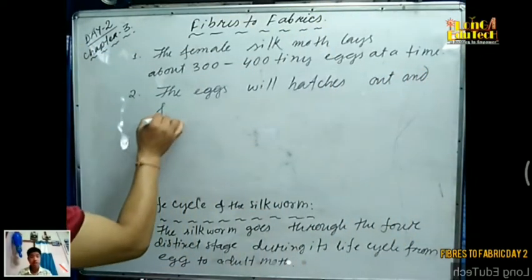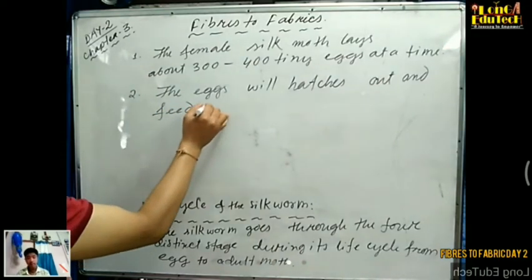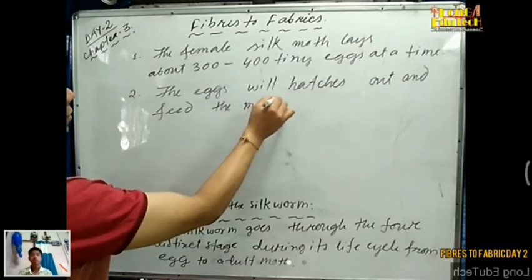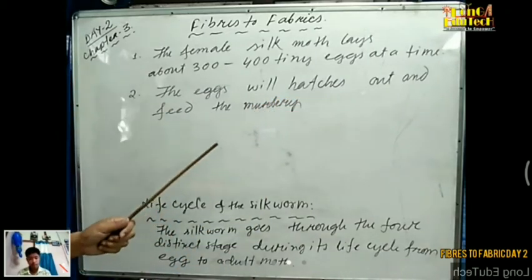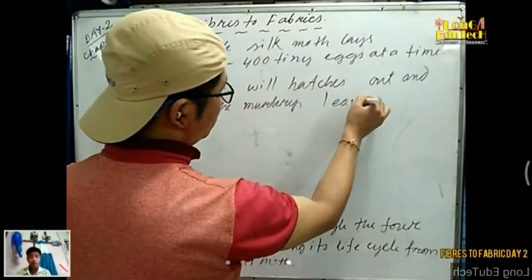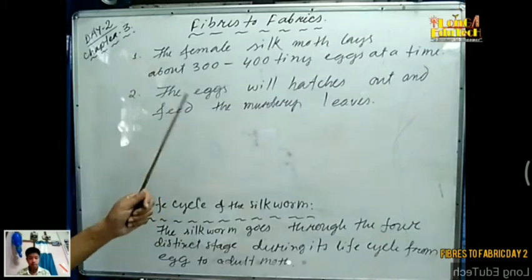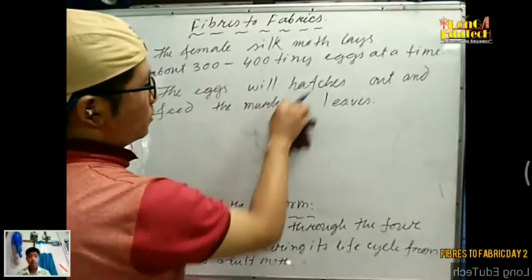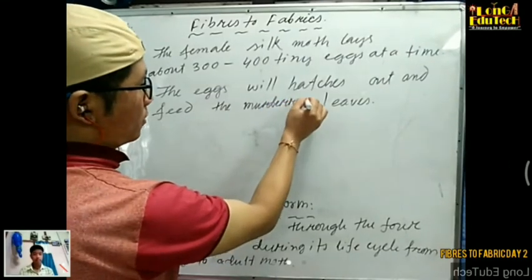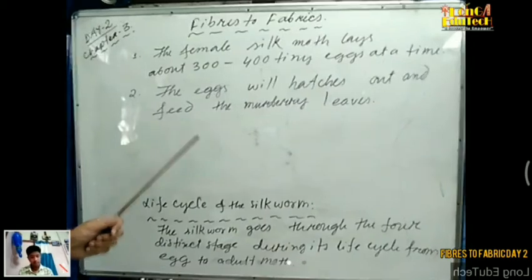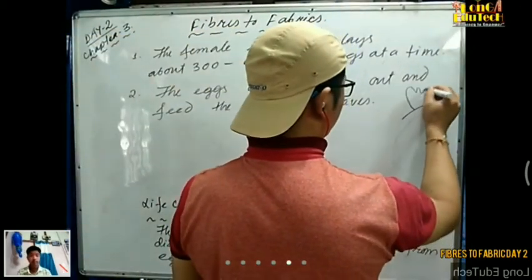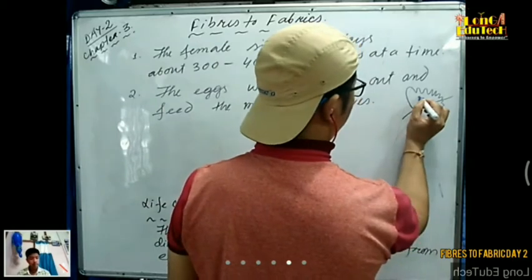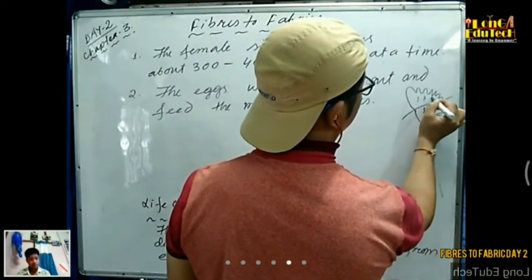and feed on the mulberry leaves. They will eat the mulberry leaves. I'll just write it with a double R. So the caterpillars feed on the mulberry leaves after hatching.